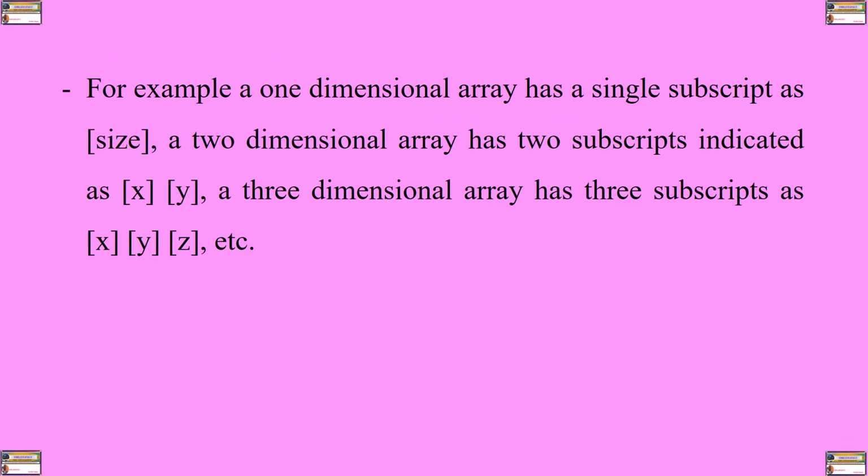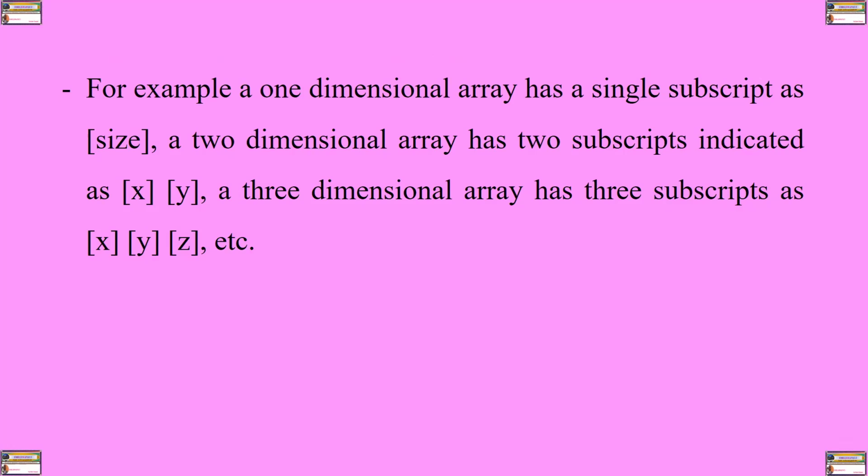So you enclose a specific number, a single number, within the pair of square brackets. A two-dimensional array has two subscripts indicated as, for example, the first subscript X and the second subscript Y. For example, if you have a 2 by 3 dimensional array, you enclose 2 in the first pair of square brackets, and 3 in the second pair of square brackets. So it would be 2 in the first square bracket and 3 in the second.